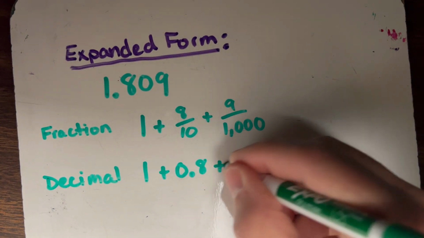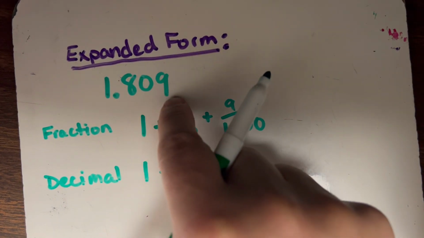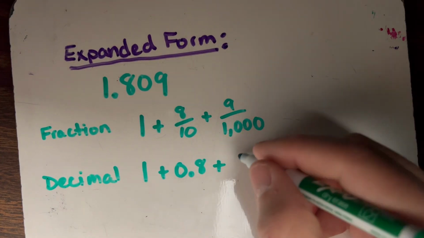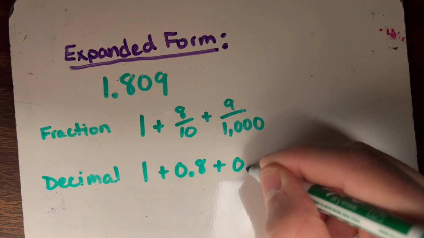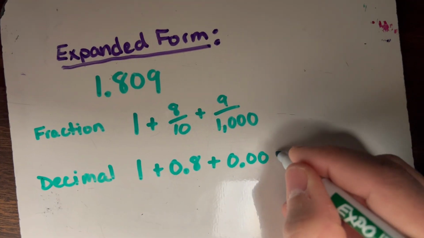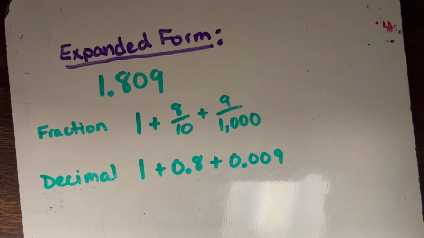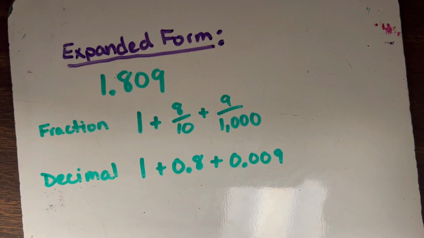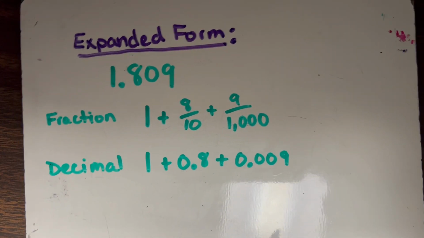I'm going to put another plus sign. There's no hundredths, so I'm going to go to the 9. I'm going to write 9 thousandths as a decimal. So remember, to do that, I need a 0 in the tenths, a 0 in the hundredths, and the 9 needs to be in the thousandths place to represent that value correctly. So now you have 2 ways you can write a number in expanded form.